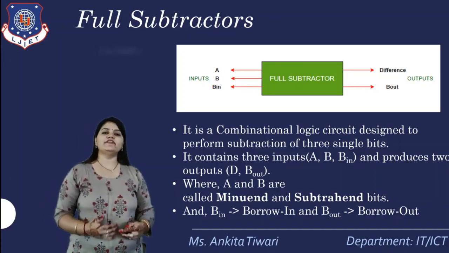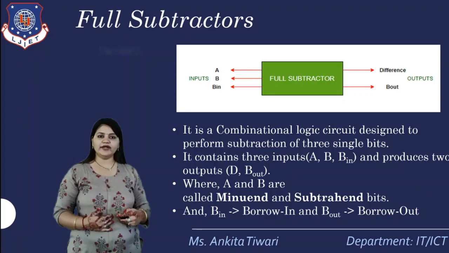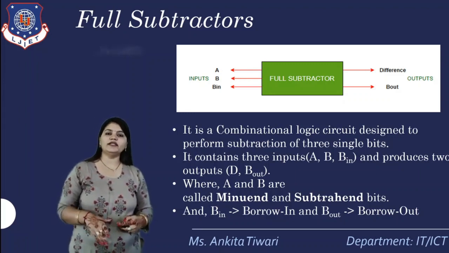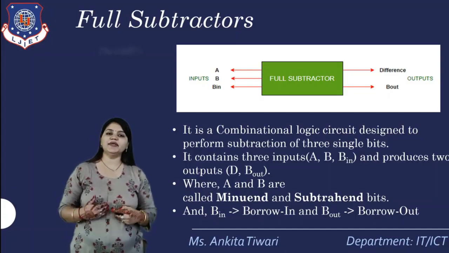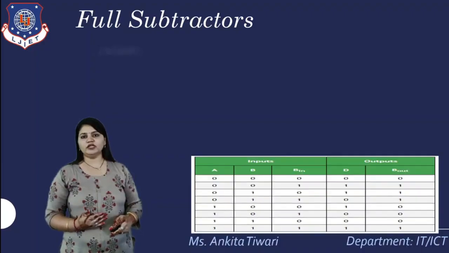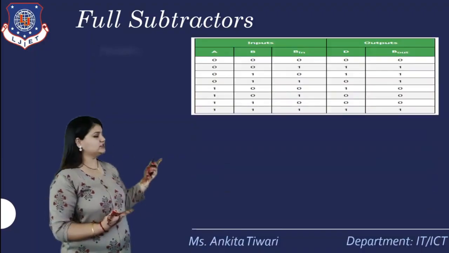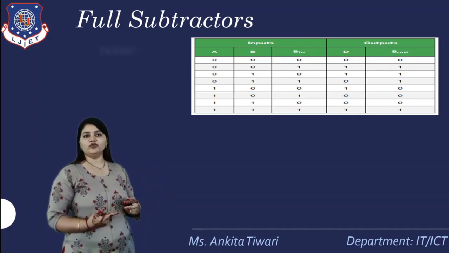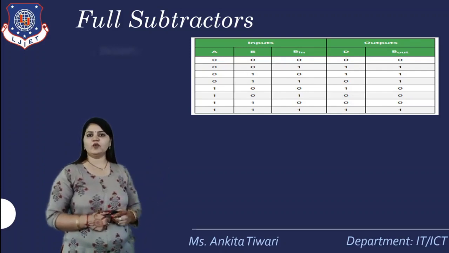Here A and B are the minuend and subtrahend bits, and B in is the borrow in, and B out is the borrow out. Now here the full subtractor is defined by the same truth table as a 3 bit, A, B, B in, and we are getting outputs D and B out. And we'll see one example.